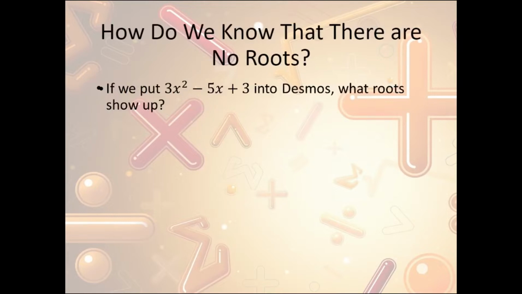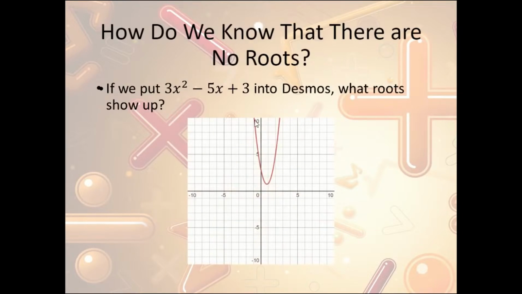So how do we know that there are no roots? If we take this equation and put it into Desmos, it looks like this. We can see that it still forms a parabola, just like all the others do, right? That U shape. But notice it's above the x-axis and it never comes down and touches. So there are no roots there.